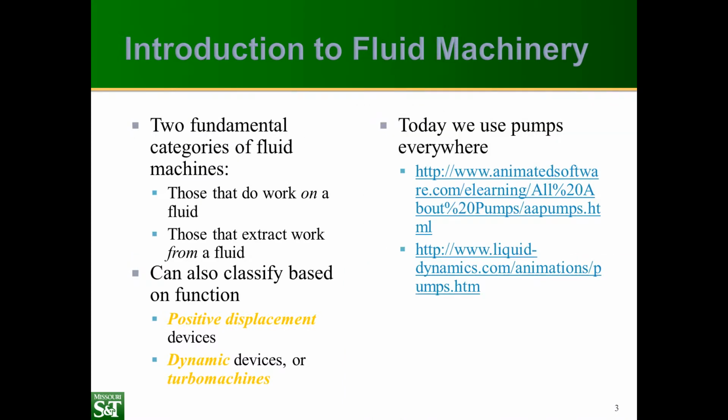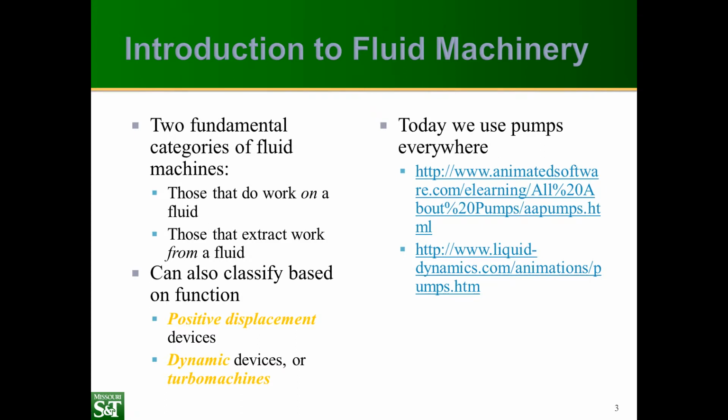In general, there are two fundamental categories of fluid machines, ones that do work on a fluid and ones that extract work from a fluid. So items that do work on a fluid include pumps for liquids. Fans are used for gases and produce very small pressure changes. Blowers are used for gases at moderate pressure changes, and then compressors are used for gases when you need a very large pressure change.